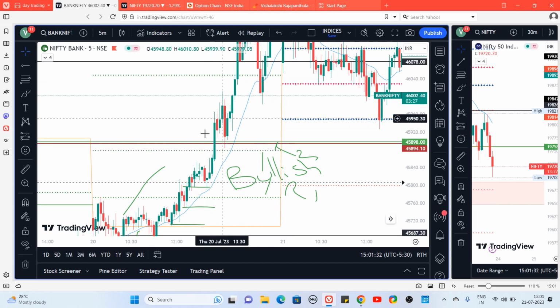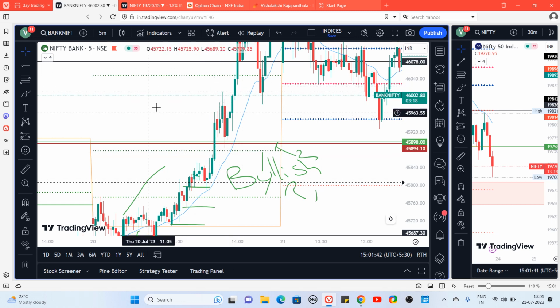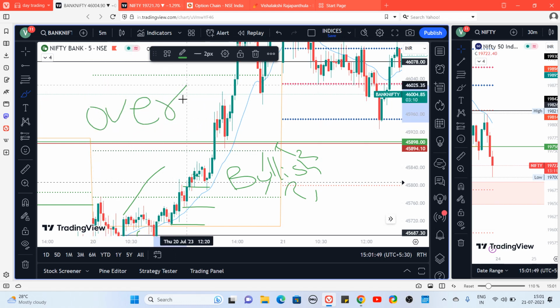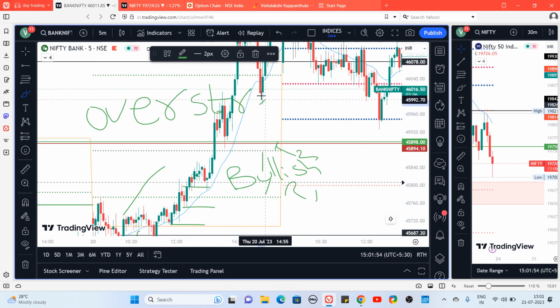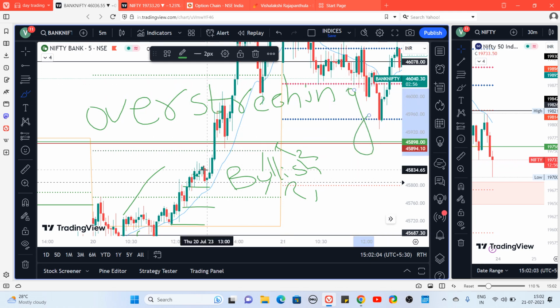And you may have the doubt, R1 and R2 is the bullish zone, so what about the R2 and R3? This is the overstretch zone. The price is overstretching. Unless there is news or some strong reason, the price won't move above the R3.